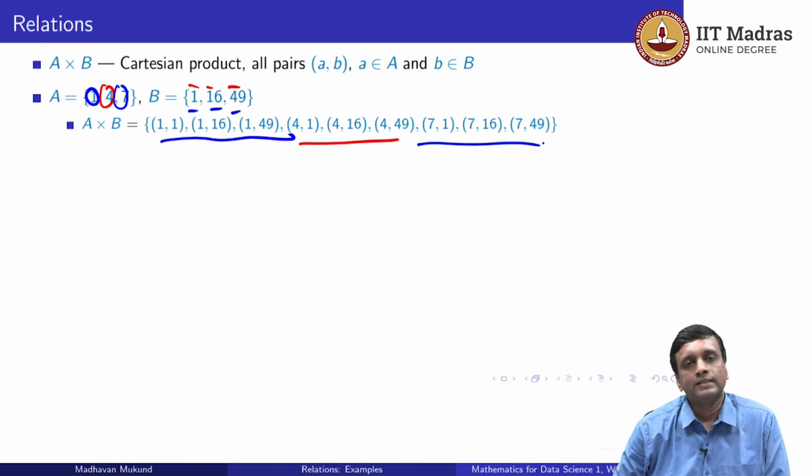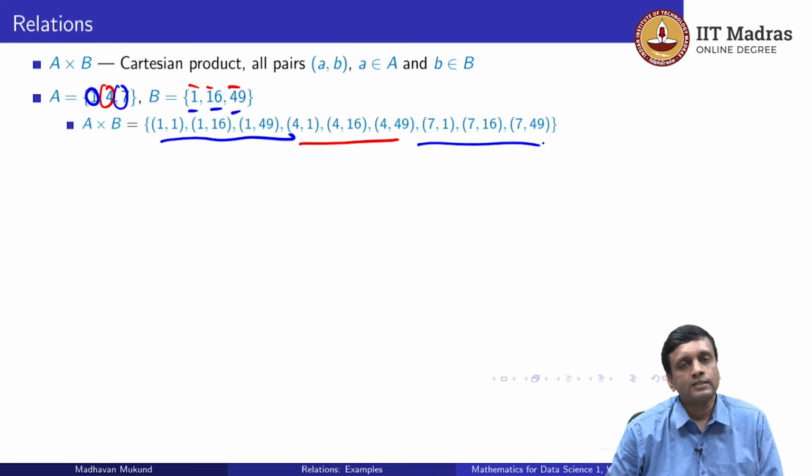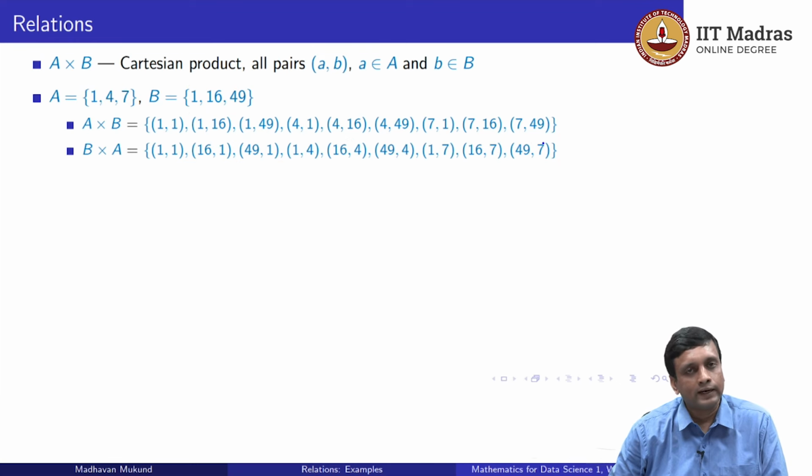Right? So it's easy to see that if you have m elements in the first and n elements in the second, every one of those m elements is paired with every one of the n elements. So you get m times n pairs. Now the first thing to remember is that the Cartesian product is ordered. So there is a first and there is a second. So if you reverse this and say B cross A, you don't get the same set of pairs. Every pair is reversed. So 16, 1 replaces 1, 16. 49, 1 replaces 1, 49. So this is the first thing to remember about Cartesian products.